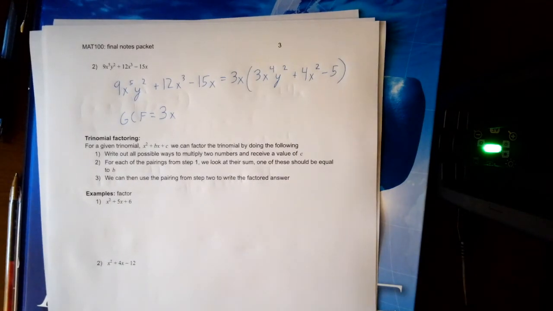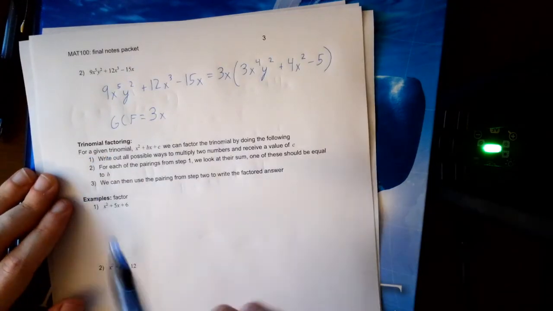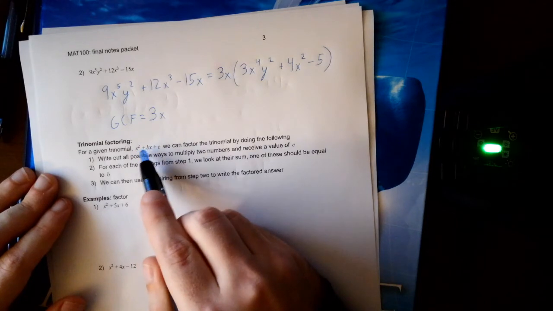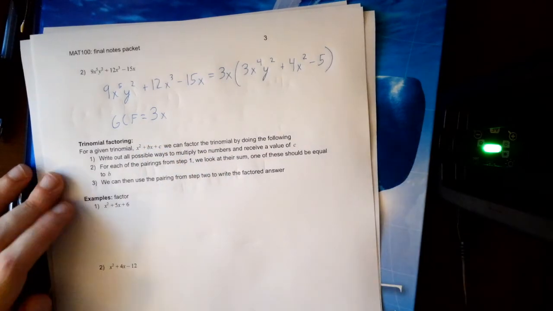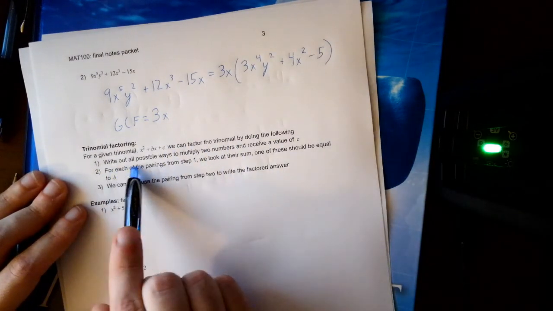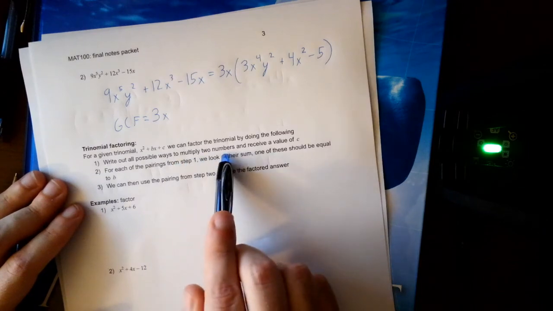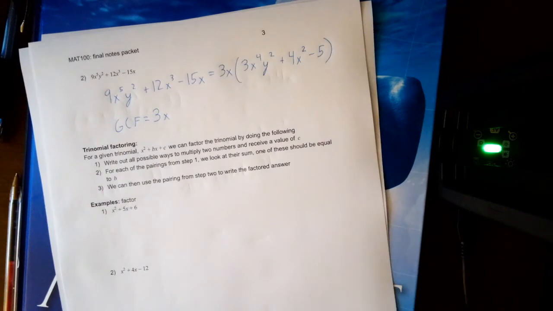And that's the first thing you always want to look to see if you can do, is factor out a GCF. The second type of factoring we want to consider is factoring trinomials. So for a given trinomial that's in the form x squared plus bx plus c, here b and c can be any numbers, positive or negative. We factor the trinomial by doing the following. Write out all possible ways to multiply two numbers and receive the value of c. So we write out all possible multiplications that give us c.